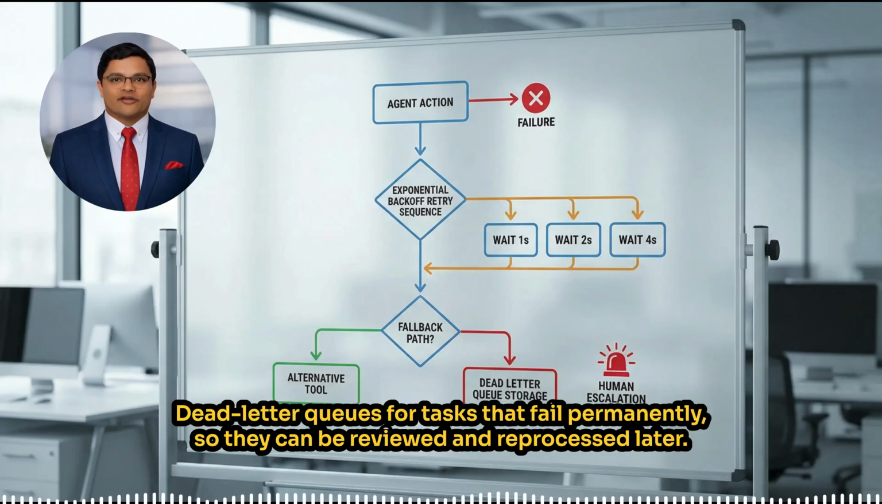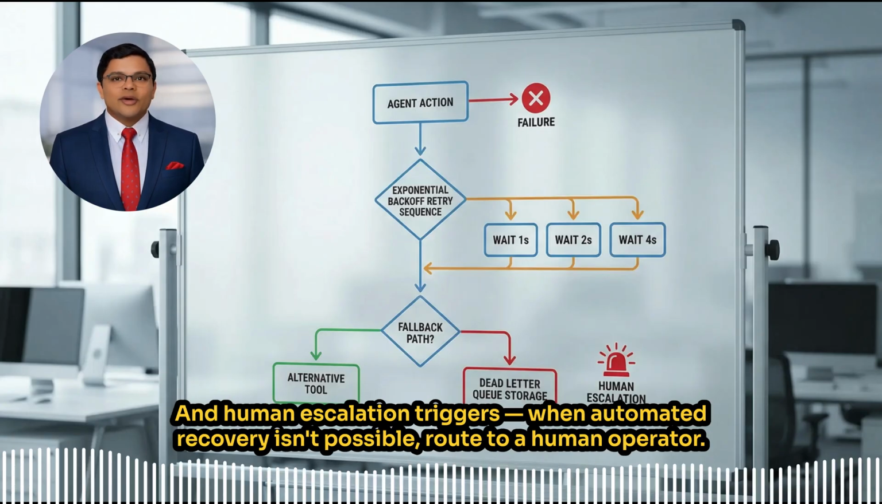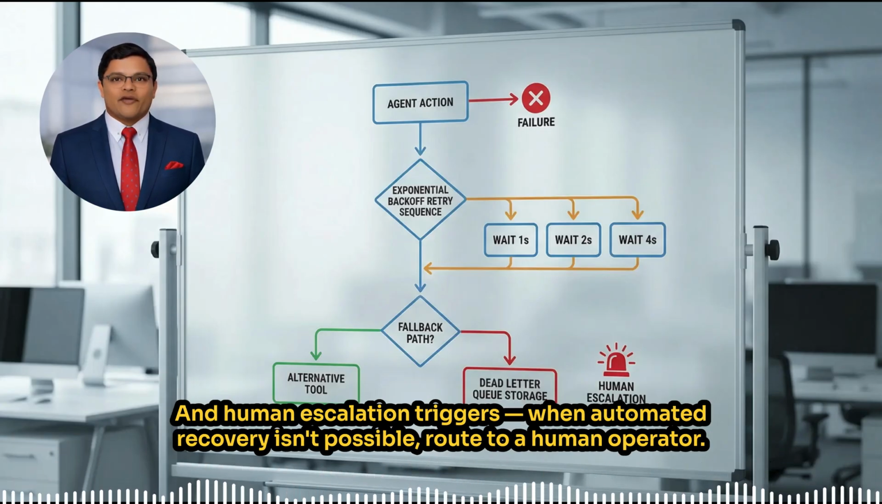Dead letter queues for tasks that fail permanently so they can be reviewed and reprocessed later. And human escalation triggers when automated recovery isn't possible. Route to a human operator.